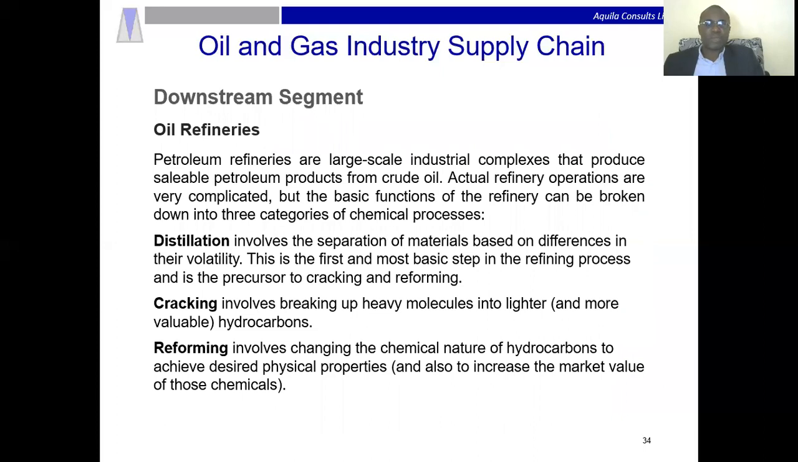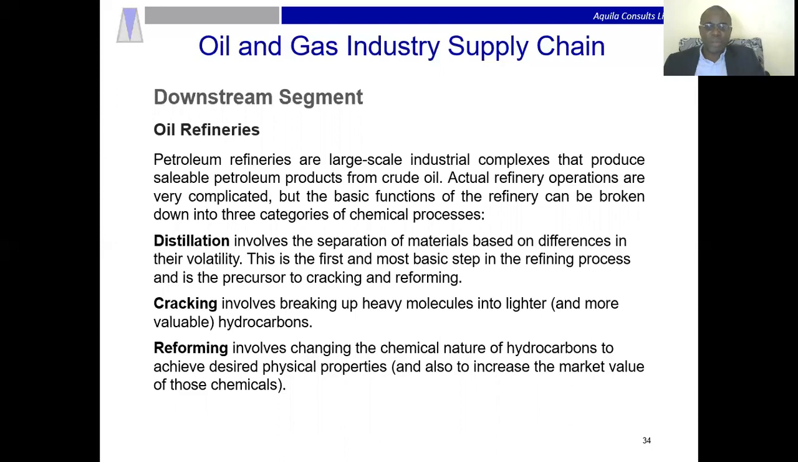So now we are in the downstream segment. So in the downstream, one of the prominent activities here is the refining of the crude oil. So a petroleum refinery is a large-scale industrial complex that produces saleable petroleum products from crude oil. So refinery operations is quite complicated, but whatever it is, what you want to achieve can be summarized into 3 different categories. So what you get from those refineries.